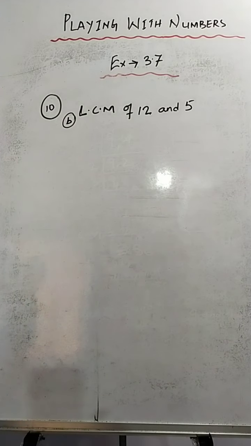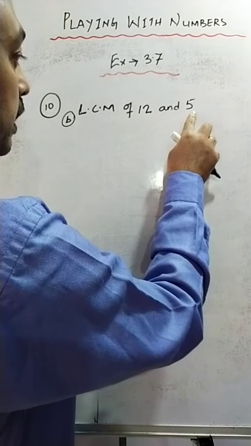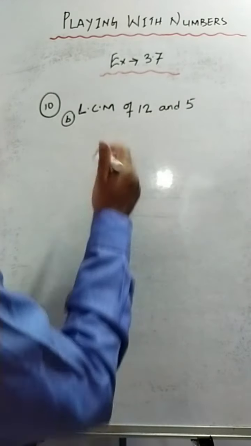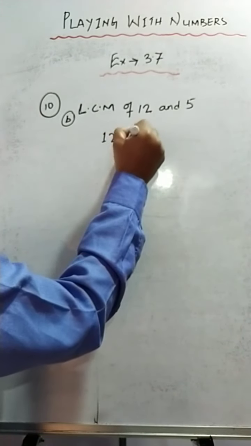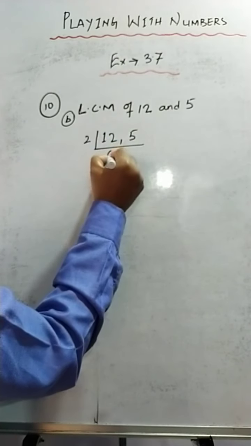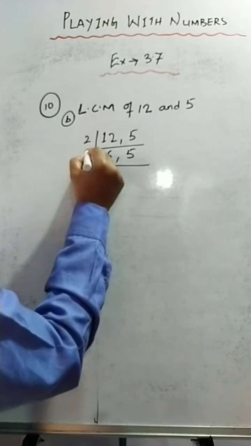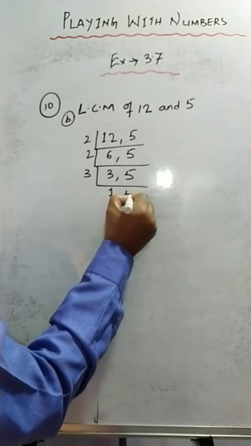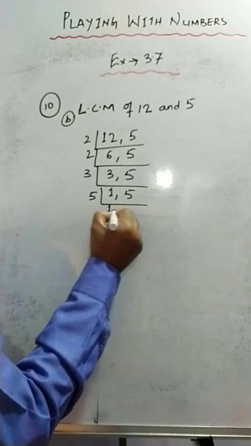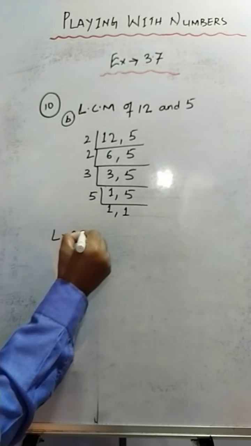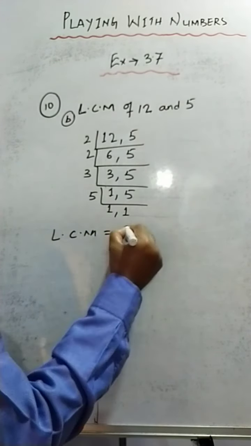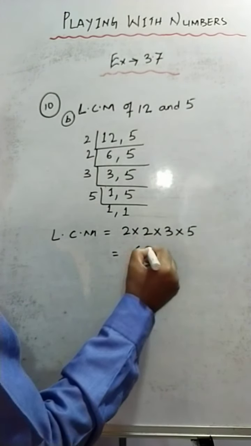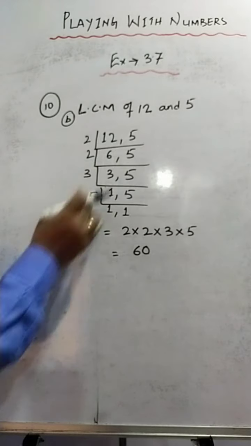Question B, we have to find the LCM of 12 and 5, and also check whether the product of 12 and 5 matches the LCM or not. So let's get the LCM first. 2 6s are 12, 5. 2 3s are 6, 5. 3 1s are 3, 5. 5 1 1. So LCM is equal to 2 into 2 into 3 into 5. So the answer would be 60. The LCM of 12 and 5 is 60.